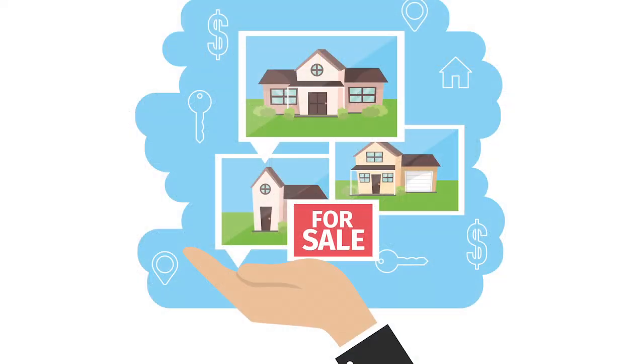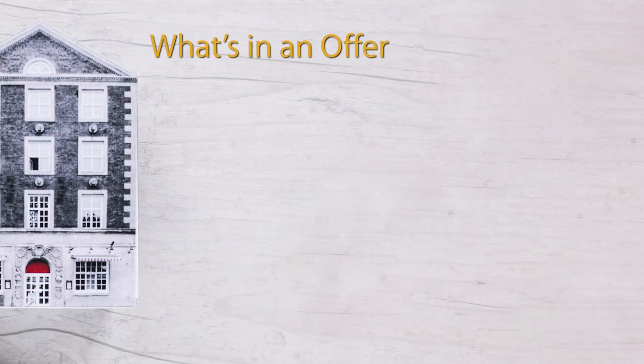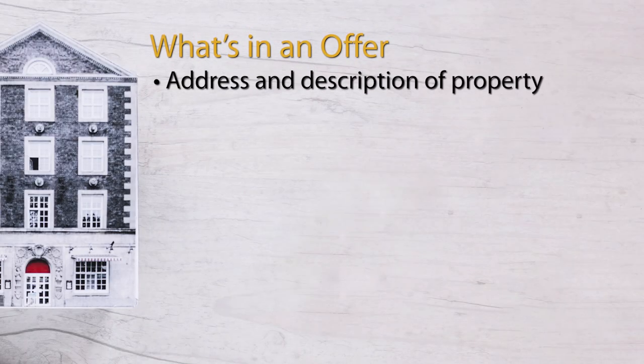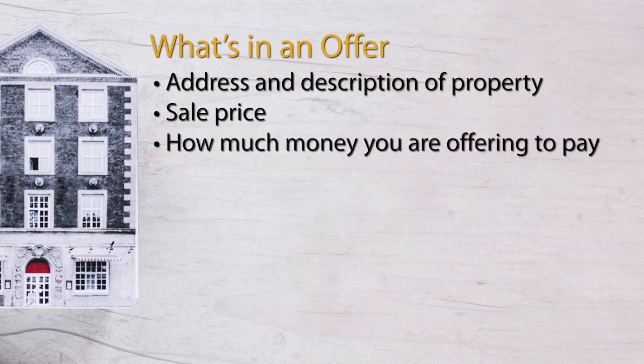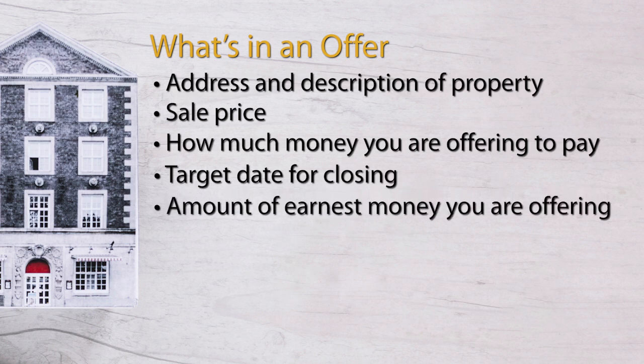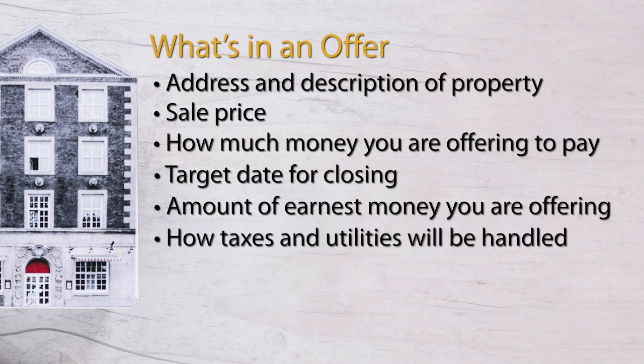When you find a house you want to buy, you make an offer. Your offer includes the address and description of the property, the sale price, how much money you are going to pay, the date you will buy the house, the amount of earnest money you are going to pay. Earnest money is the amount of money you give to the seller to demonstrate you want to buy the house, and how you are going to pay taxes and utilities.